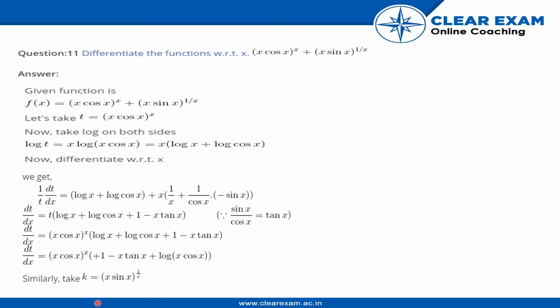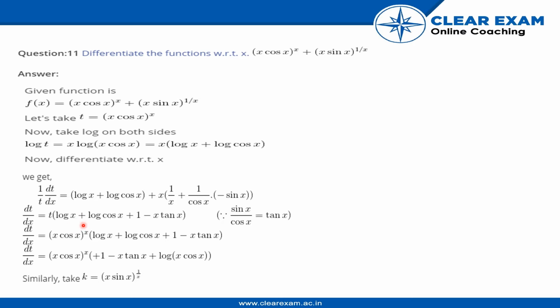Now differentiate with respect to x on both the sides. We get (1/t) dt/dx equals, use product rule to evaluate the RHS, we get log x plus log cos x plus x into 1/x plus 1/cos x into minus sin x.